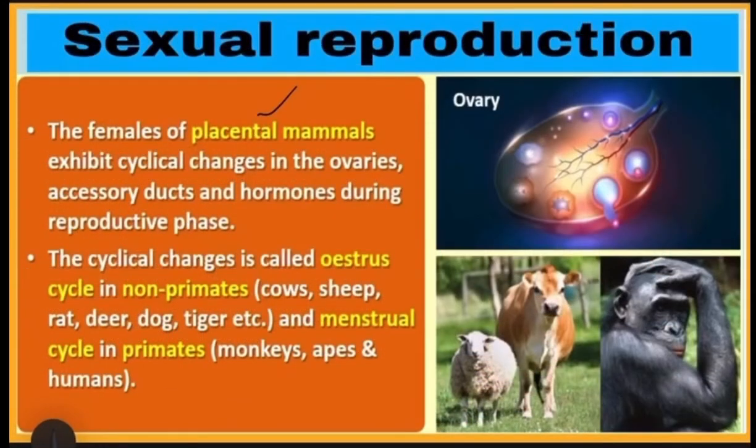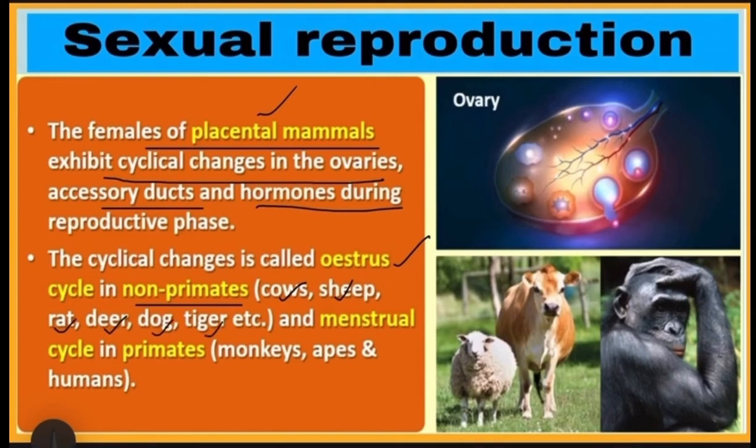Now, see the case of placental mammals. What are these placental mammals? These are the mammals in which the fetus is attached to mother by the help of placenta. And in females of these placental mammals, they exhibit cyclical changes in ovaries, accessory ducts and hormones during their reproductive phase. And the cyclical changes are called estrous cycle in case of non-primates like cows, sheep, rat, deer, dog, tiger, etc. And these cyclical changes are called menstrual cycle in case of primates like monkeys, apes and humans.